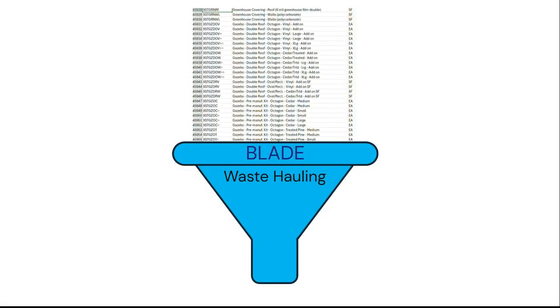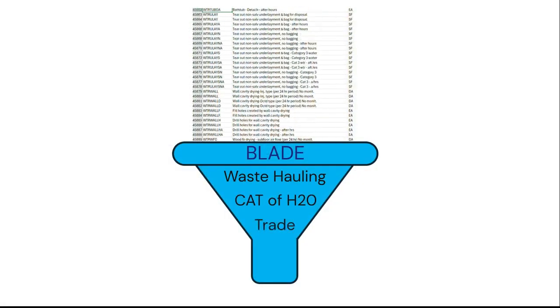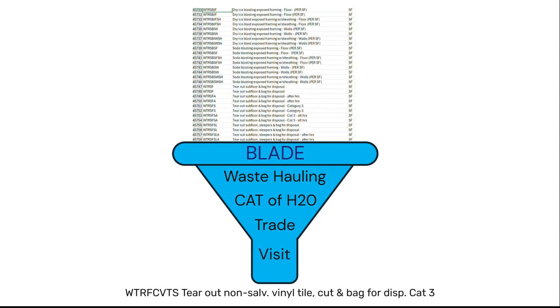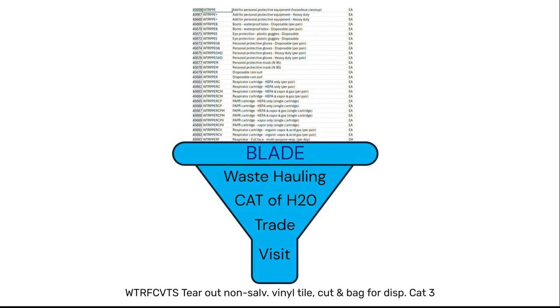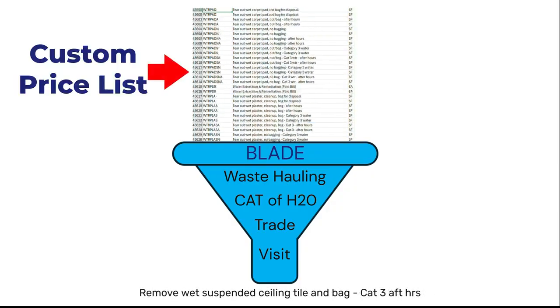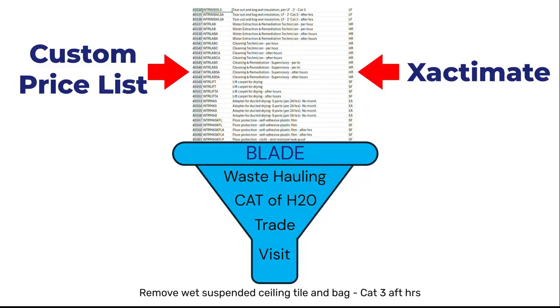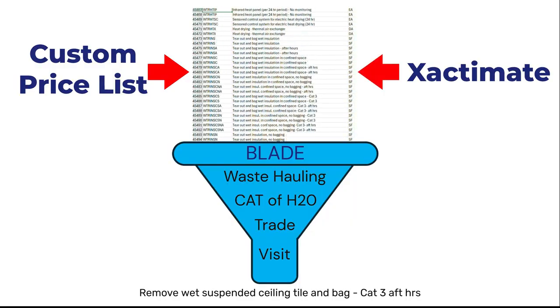Set the correct waste hauling method, category of water, trade, and visit date. Blade makes sure users only see and select correct service items. This works the same way with your custom service list and with Xactimate. In short, there is no reason to make your users search through 49,000 line items when most of those lines are not applicable to the loss.